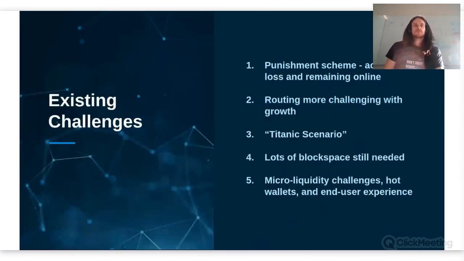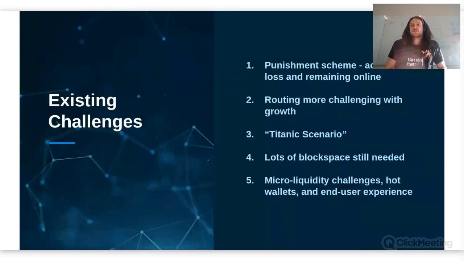So some of these you might have been able to guess at. There are a lot of constraints here. These are just a few of them I'm listing. And so the first one has to do with the punishment scheme. So we saw earlier that the incentive for people not to cheat is that if they cheat, the other party will be able to basically take all the funds from the channel.